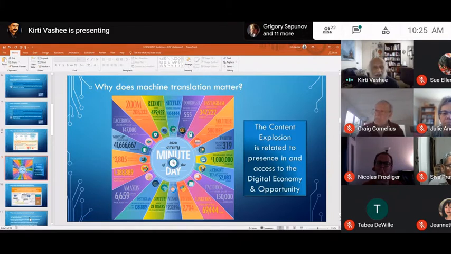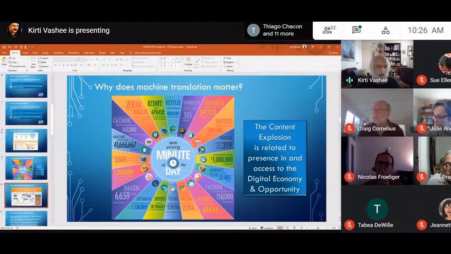And so this content explosion is closely related to being present and having access to the digital economy and the digital opportunity, from the economy, the economic benefits that having access to lots of information, having access to digital business interactions, gives the individual, lots of economic benefit as well. So, this is why this matters.